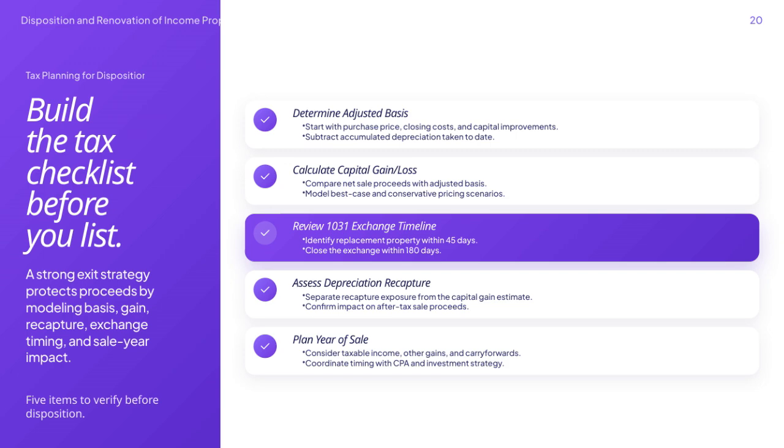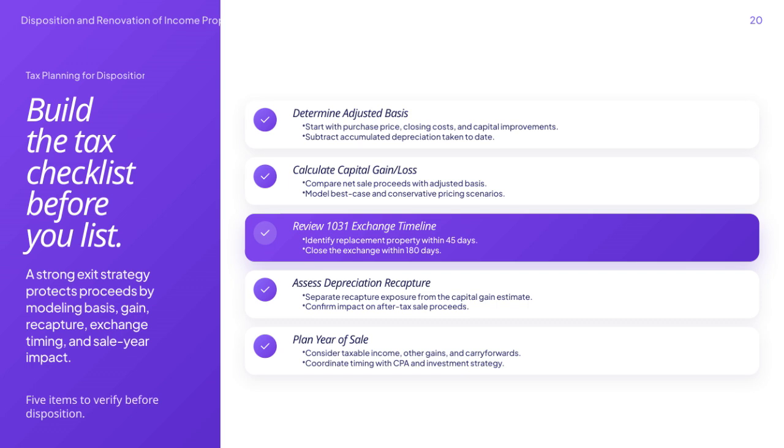First, determining the adjusted basis starts with the original purchase price, including closing costs and any capital improvements made. From that, subtract all accumulated depreciation you've taken to date. Next, calculating capital gain or loss involves comparing your net sale proceeds against this adjusted basis. It's important to run both best case and conservative pricing scenarios to understand potential outcomes.